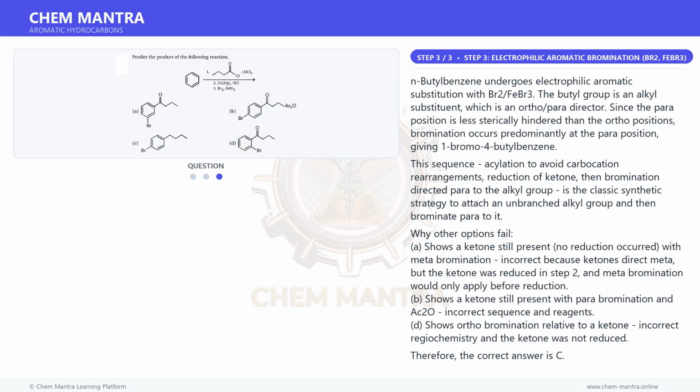Why do the other options fail? A shows a ketone still present, so no reduction occurred, with meta-bromination, which is incorrect because ketones direct meta, but the ketone was reduced in step 2, and meta-bromination would only apply before reduction. B shows a ketone still present with para-bromination and Ac2O, an incorrect sequence and reagents. D shows ortho-bromination relative to a ketone, incorrect regiochemistry, and the ketone was not reduced.